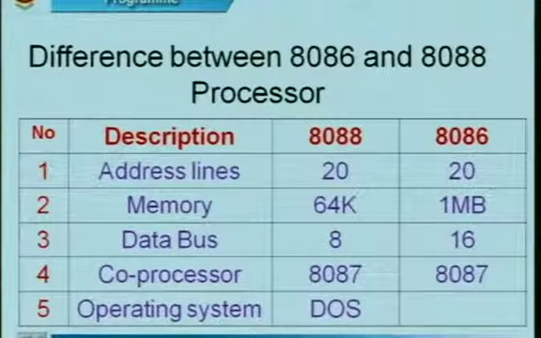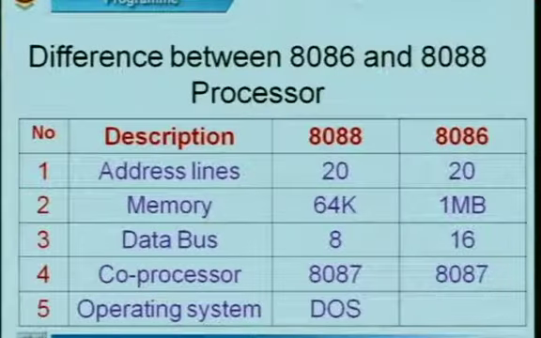The data lines available for the 8088 are only 8 bits as against the 8086, which has 16-bit data lines. There is an operating system for the 8088, which is the disk operating system, but the 8086 microprocessor had a different type of operating system. To start with, to make use of all the peripheral chips that were available in the market which were 8-bit, the 8088 microprocessor was brought into the market.